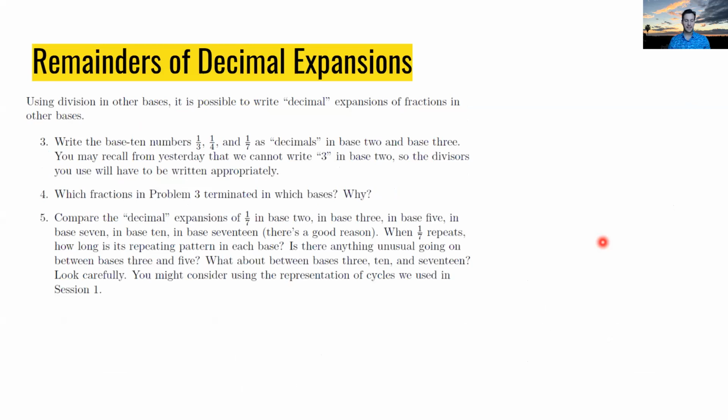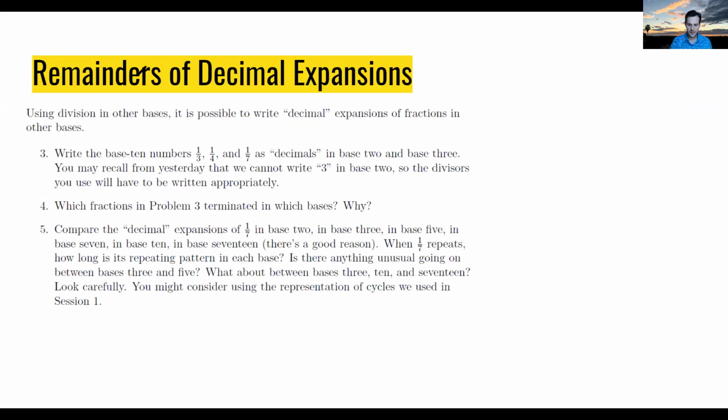And so again, this suggests how you could get from the fraction to the repeating decimal. Then we looked at writing decimal expansions in different bases, so base 2 and base 3. For example, 3 in base 2 is 11. And so to turn 1/3 into a decimal in base 2, we would have to do the long division of 1 over 11.